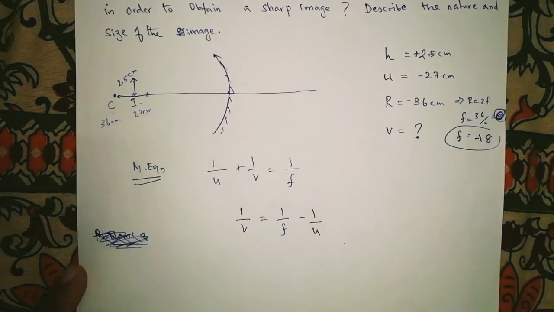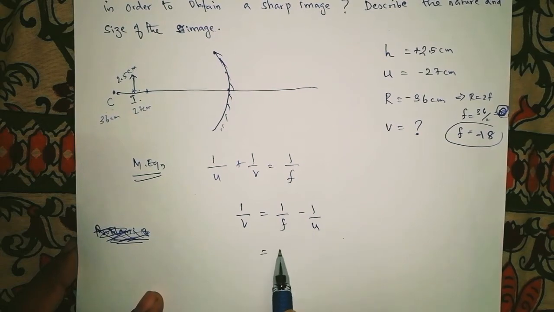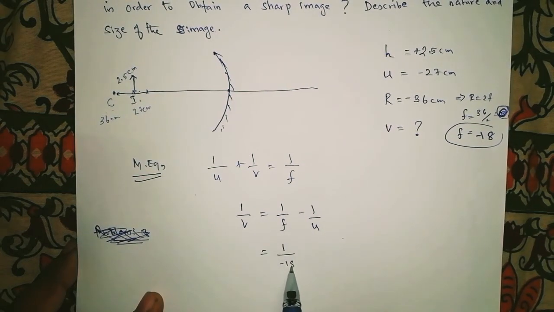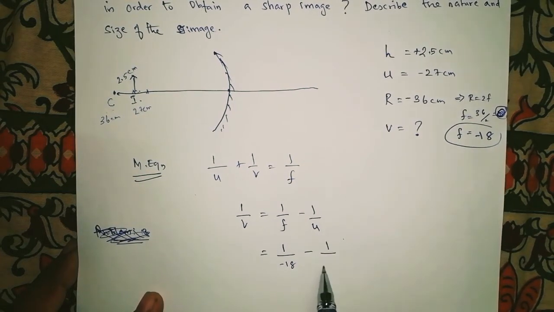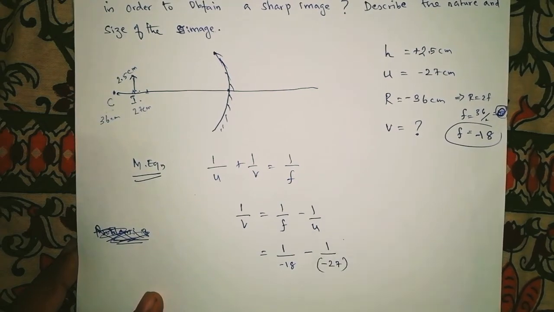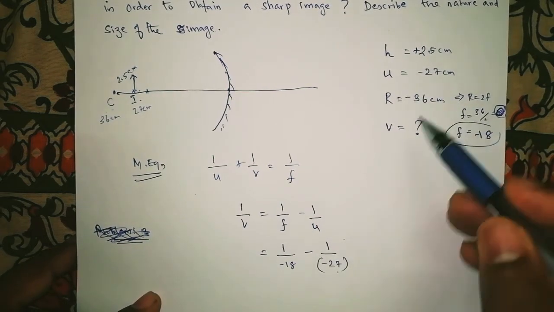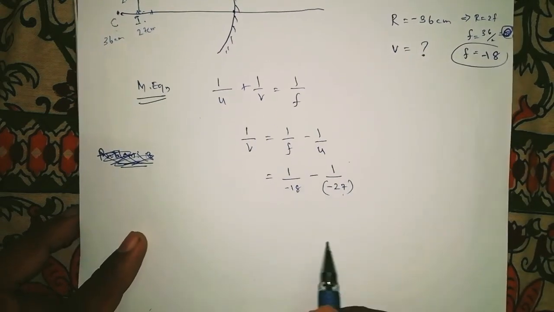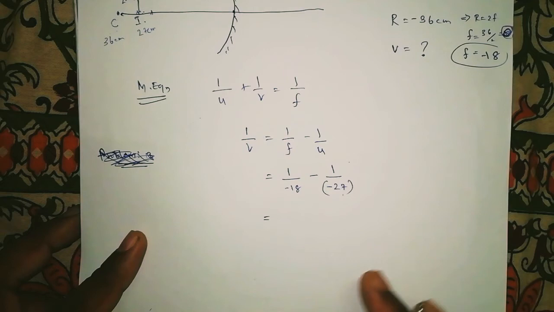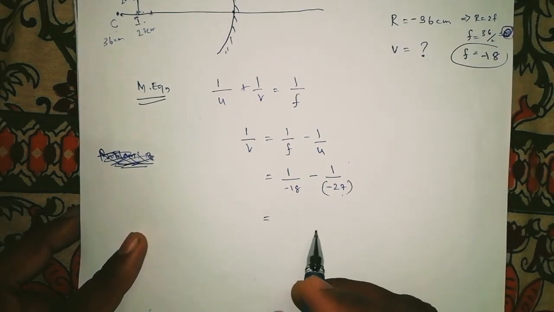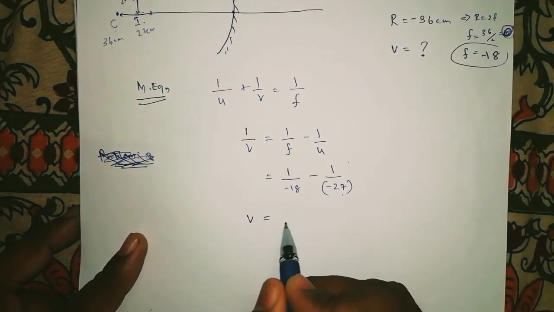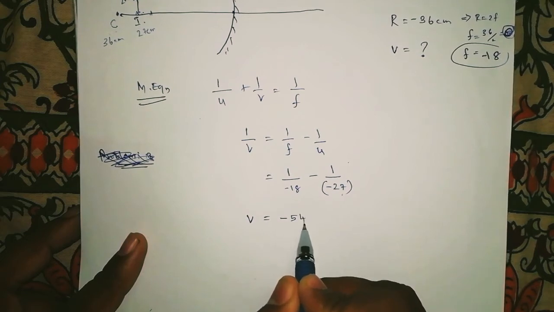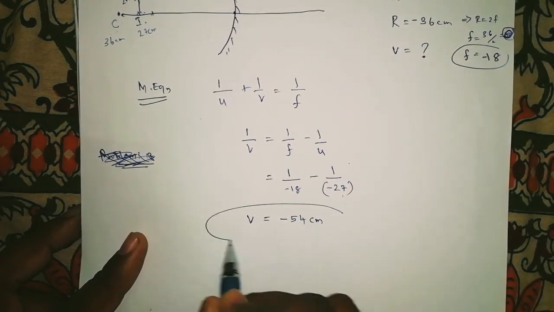Now put it all in the formula. 1 by v is nothing but 1 by f minus 1 by u, that is 1 by minus 18 minus 1 by minus 27. Clear? u is substituted and f is also substituted. And then what should you do? If you follow the same procedure, v will become minus 54 centimeter.